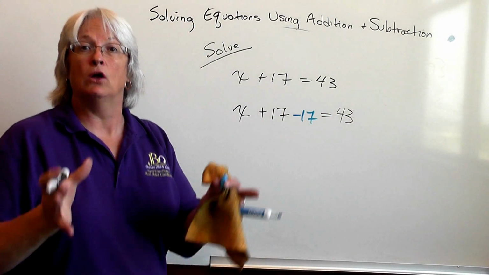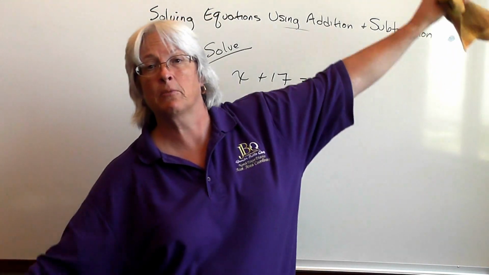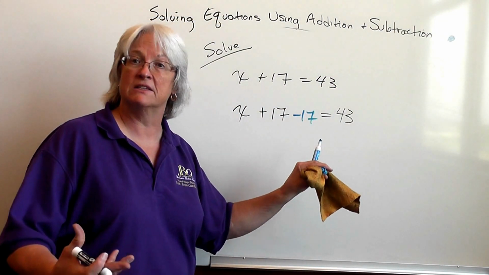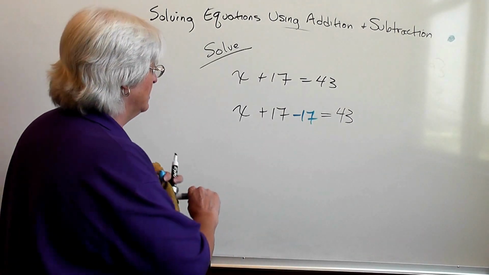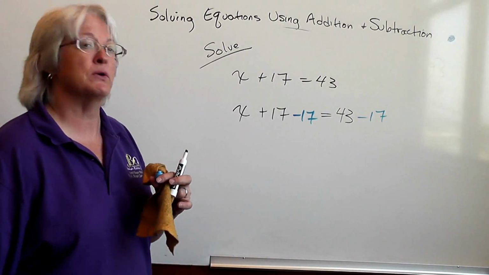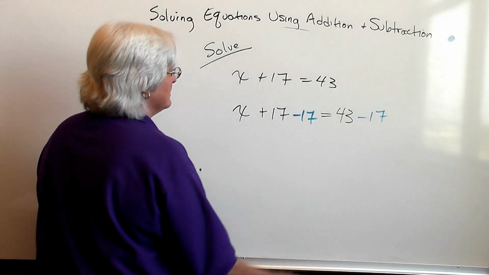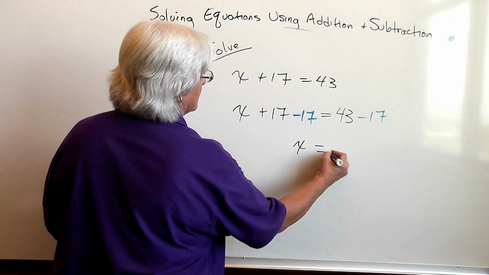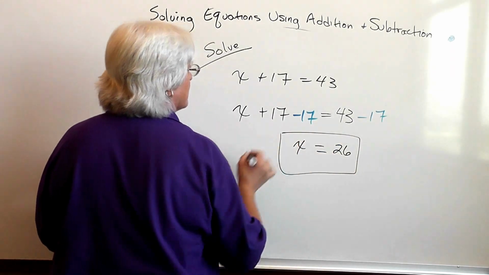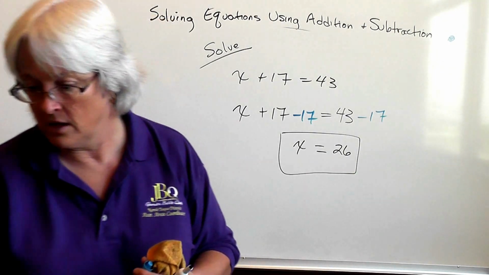Is that the end? No, no, no. Why not? Because your seesaw is out of balance. You only subtracted 17 from one side of the equation. You have to subtract it from both sides of the equation. X plus 17 minus 17 is x, is equal to 43 minus 17 is 26. That's your solution, and that's all there is that you need to do.